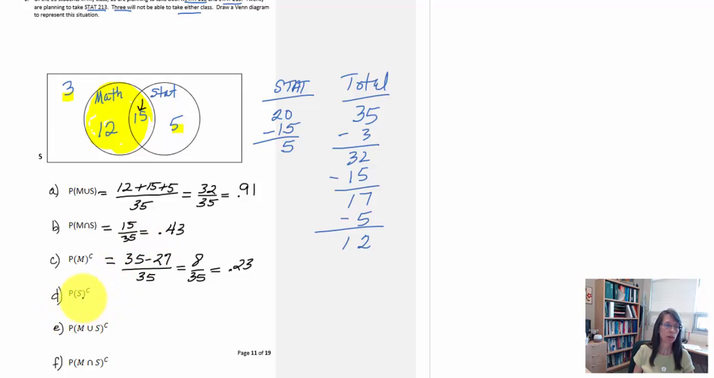In example D, we're looking for the probability that students are not taking statistics, that is the complement of S. So again, we could find how many students are taking statistics, 15 plus 5, and that makes 20. So out of 35 students, we have to take away the 20 that are taking statistics and divide by the total number of students. That will leave us the students that are not in statistics. So not we think of as taking away statistics. So 35 minus 20 would give us 15 out of the 35. And that gives us 0.43.